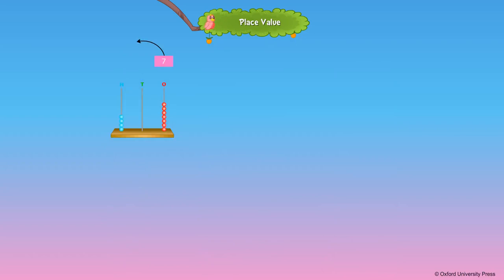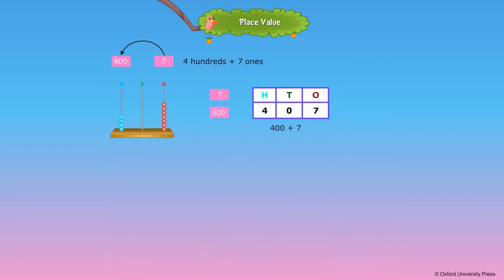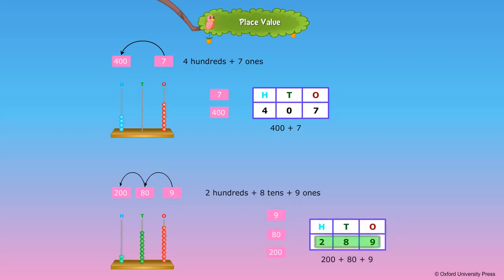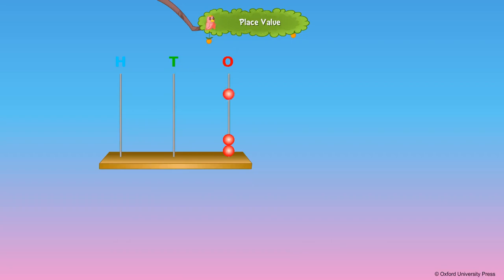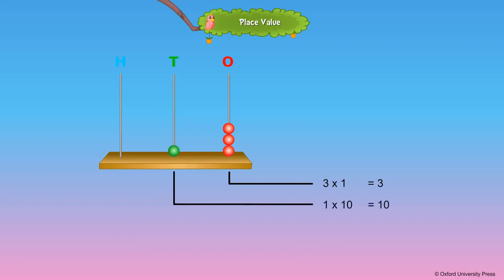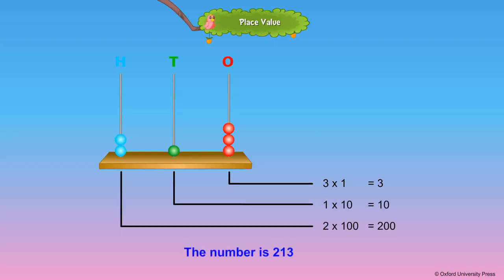Learning to form numbers. 4 hundreds plus 7 ones is 407. 2 hundreds plus 8 tens plus 9 ones is 289. 289. 213.